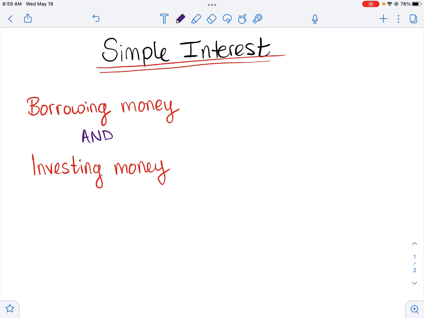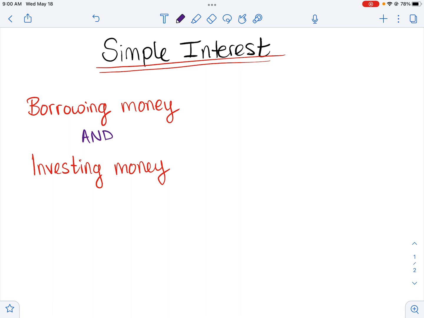Hey guys, this is a video about interest. Specifically, we're just going to talk about simple interest. There's another kind of interest called compound interest, but we're going to talk about that later. You're going to encounter interest anytime you borrow money or invest your money.